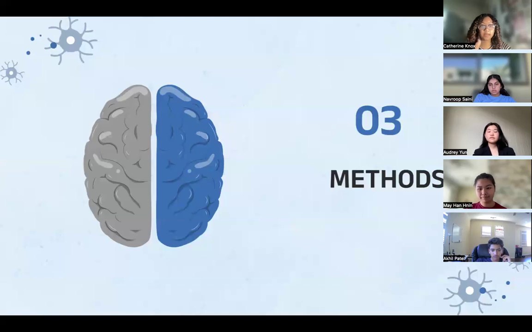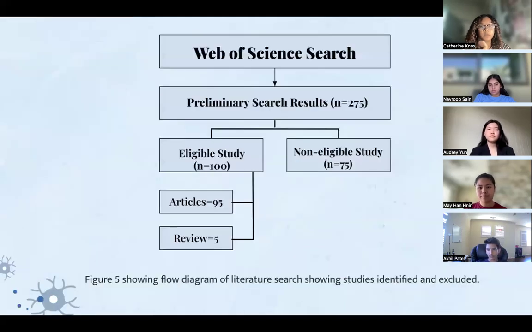Now we're talking about methods in our research. Our initial Web of Science search produced 275 preliminary search results. 100 of those were eligible for the study and 75 were not eligible. Of the 100 that were eligible, 95 were articles and 5 were reviews.